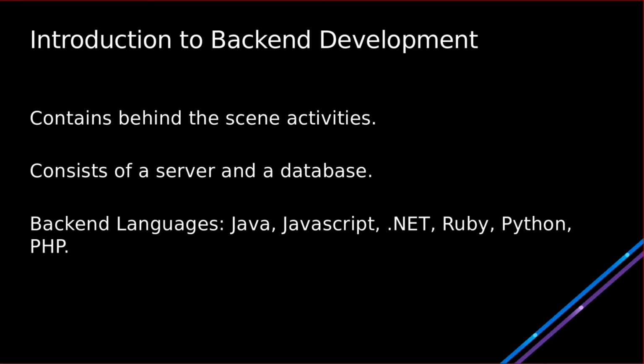It mainly consists of a server and a database. The server is where you write the logic which is running behind the screen, and the database is used to store your data. For example, if you are looking at a college website, then all the details of the students and the faculties are just stored in a database. Some of the backend languages which are popularly used for backend development are Java, JavaScript, .NET, etc. For this session, we will be using JavaScript, as it will be used for writing Node.js applications.